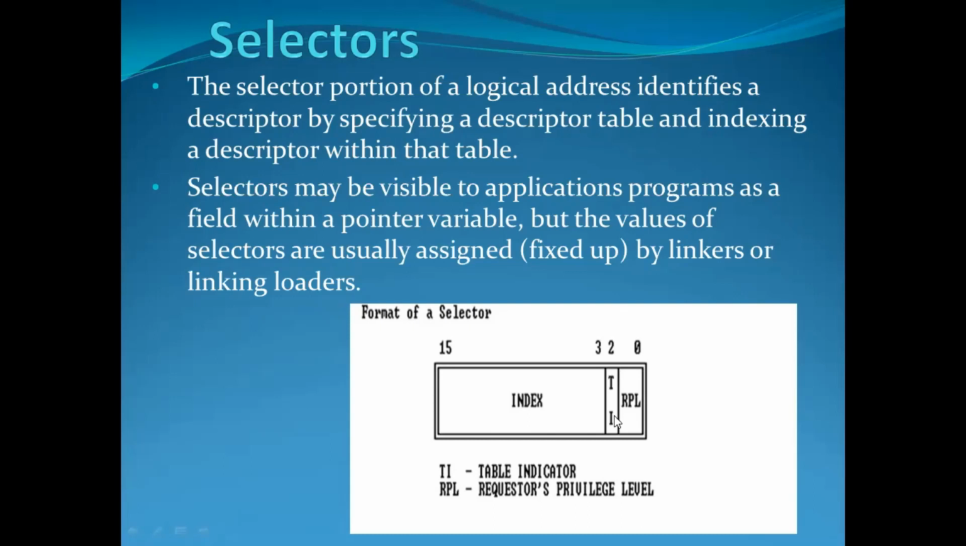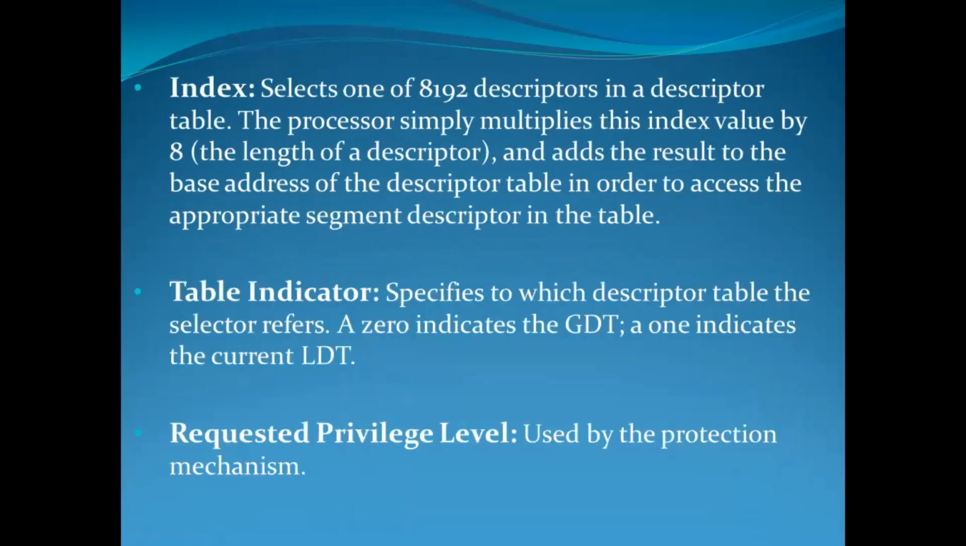Here we'll see the format of the selector, which is 16 bits, in which three fields are there: RPL, which is the request privilege level, TI, which is the table indicator, and an index field, which is bits 3 to 15. The index field selects one of the 8192 descriptors in a descriptor table. The processor simply multiplies this index value by 8 and adds the result to the base address of the descriptor table in order to access the segment descriptor in the table.